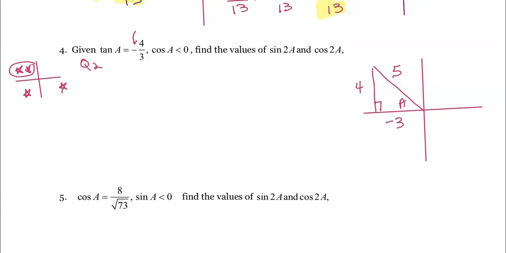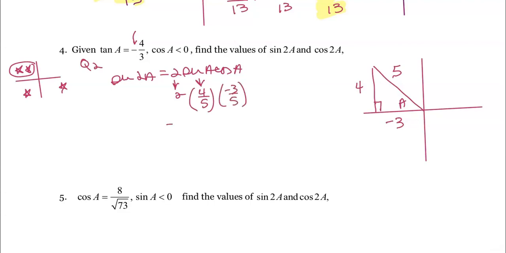Okay, so let's find sine of 2a. So sine of 2a is going to equal 2 sine a cosine a. Bring down the 2. The sine a value for this is 4/5. So I have 4/5 right there. And the cosine a value is -3/5. So when I multiply those three terms together, I get -24 over 25. And we are done.